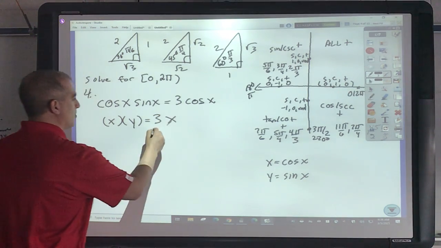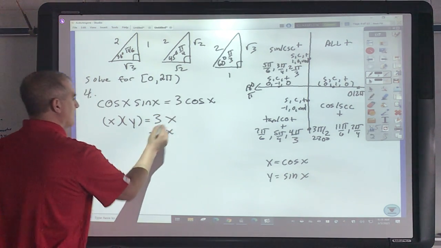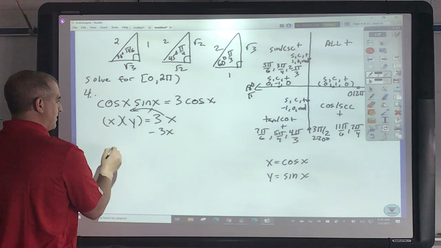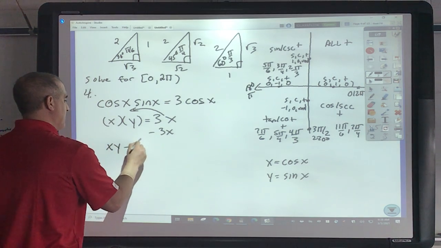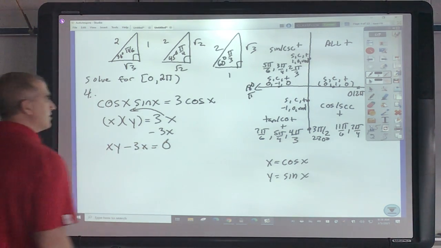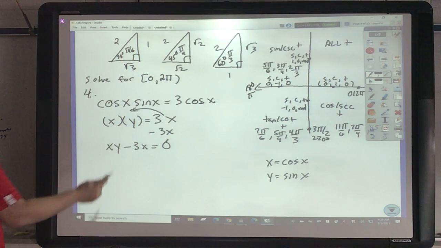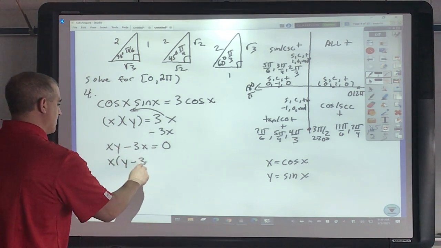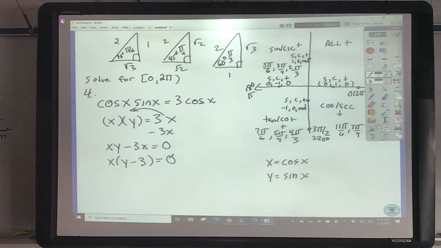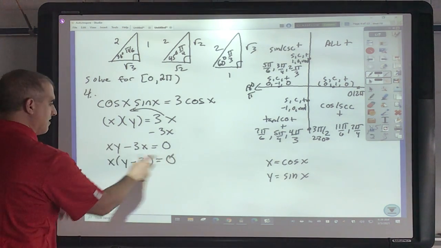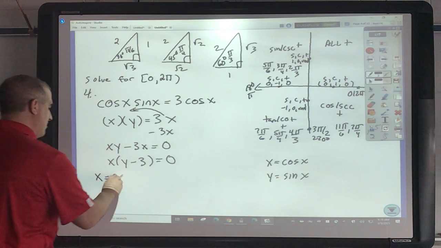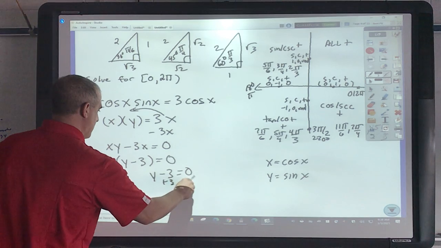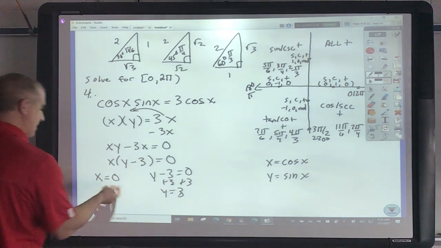Now, the way you should solve this is move this back over using the opposite sign. So I got x, y, basically minus 3x equaling 0. To simplify this, what I would do is take out the x. So that'd be y minus 3 equals 0. Now I'm solving them individually. I can solve x equals 0, y minus 3 equals 0. So I would add 3 here, y is 3, and x is 0.